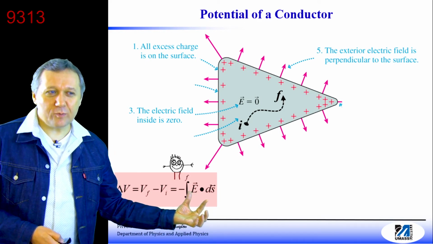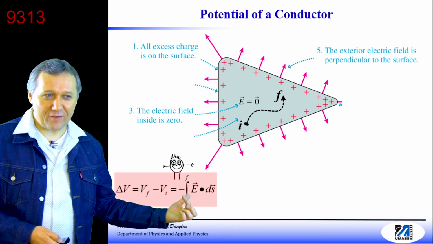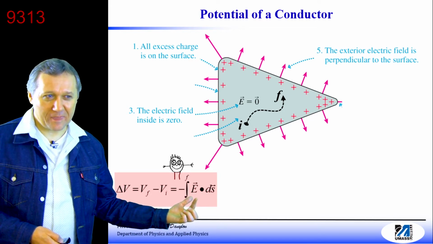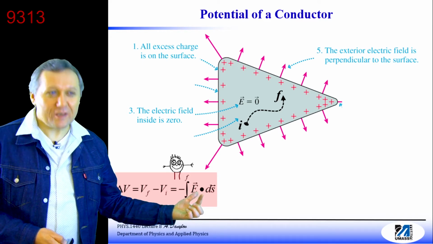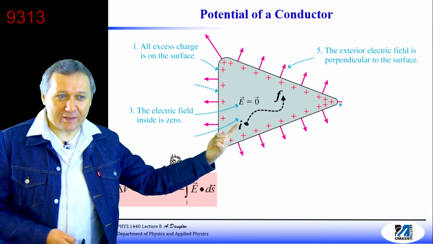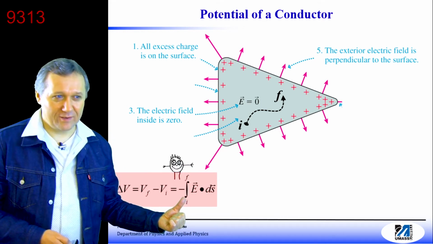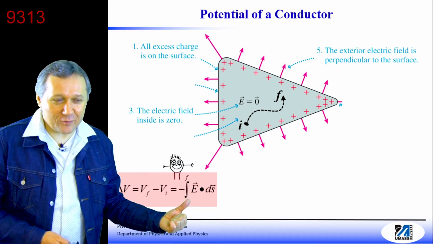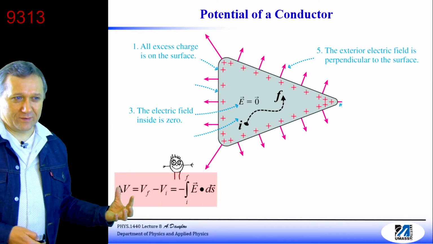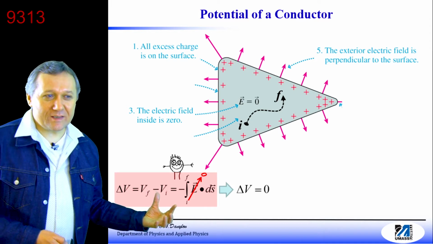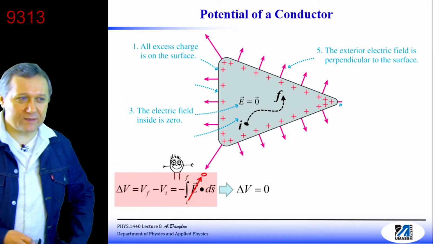Who can see what will be the value of this integral immediately? It will be, of course, 0, because the electric field inside of the conductor is 0. Basically, we're integrating a 0 function. If you integrate a 0 function, of course, you will end up with a 0 integral. So immediately we can say that delta V inside of the conductor is 0.